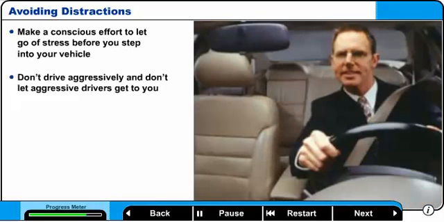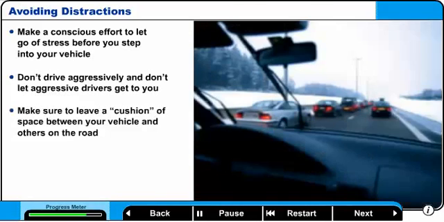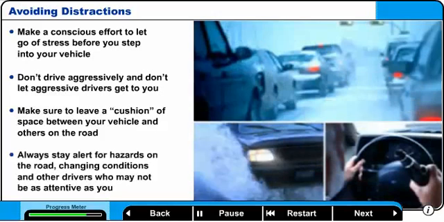Don't drive aggressively, and don't let aggressive drivers get to you either. Make sure to leave a cushion of space between your vehicle and others on the road, and always stay alert for hazards on the road, changing conditions, and other drivers who may not be as attentive as you.